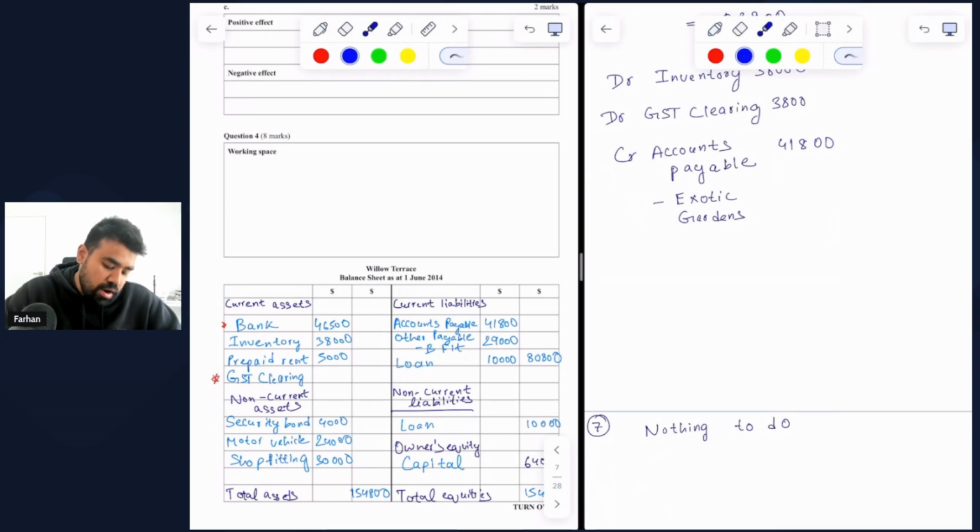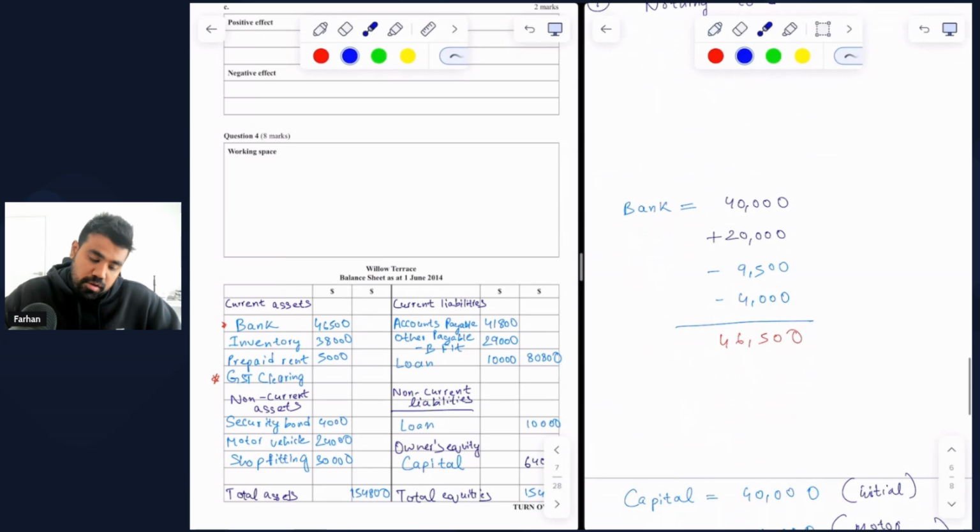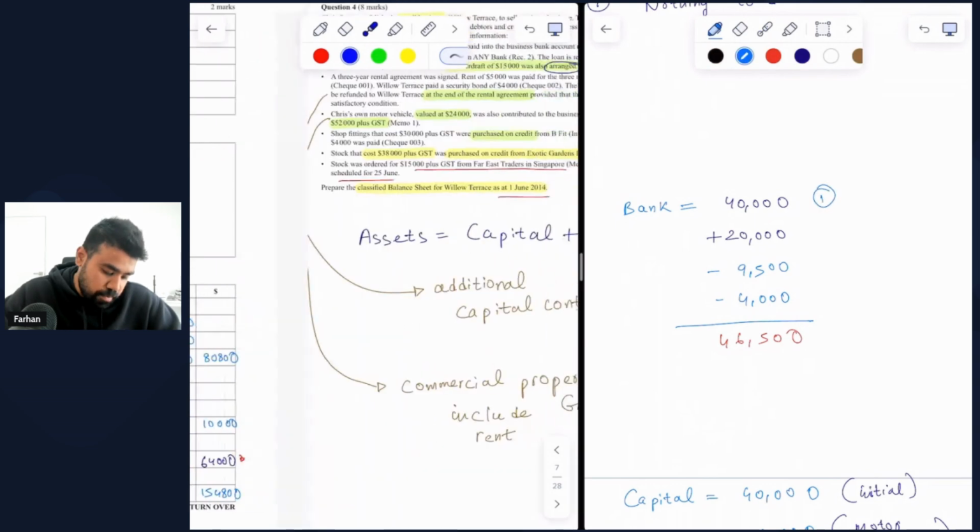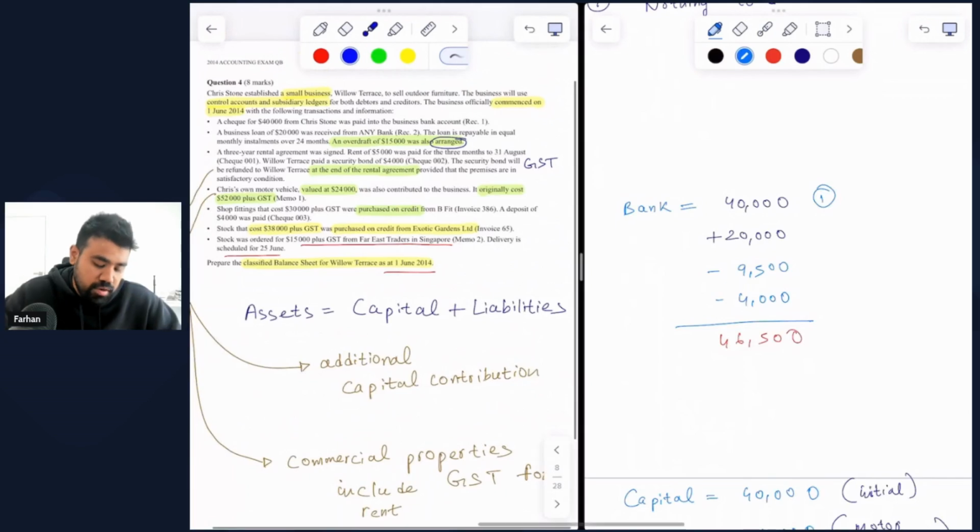So starting with the first current asset for bank, which is $46,500. So where did we get 46,500 from? Okay. So let's reflect on what we have done. First of all, I'm starting with $40,000, which refers to the initial deposit that we have made in the first transaction. If you remember, a check for $40,000 from Chris Stone was paid into the business bank account. Then transaction number 2 refers to the loan that was received in the business bank account, and that is $20,000.